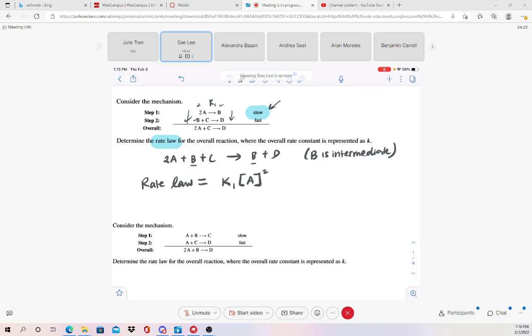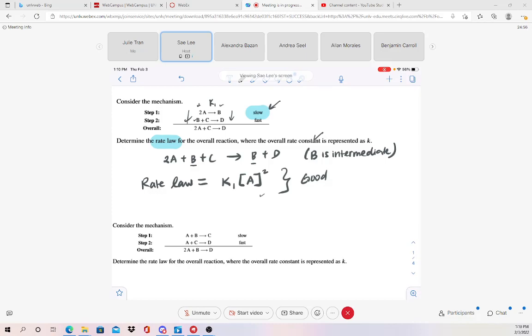Okay? So when you're dealing with a multi-step mechanism, you always want to check and see if your rate law contains an intermediate or not. If it contains an intermediate, you want to express it in a different expression. As we know, B is an intermediate and we don't contain B in our rate law expression, so this is good.